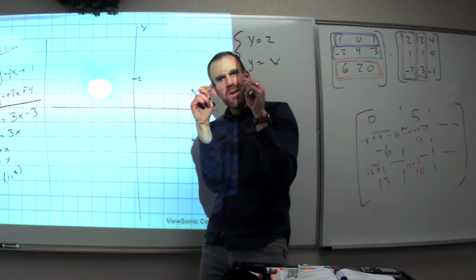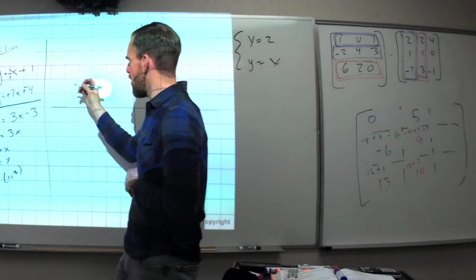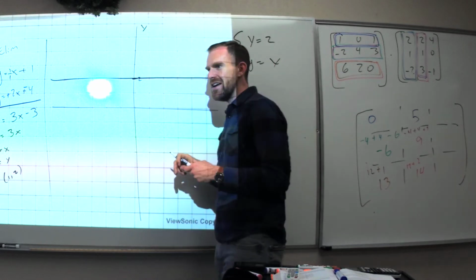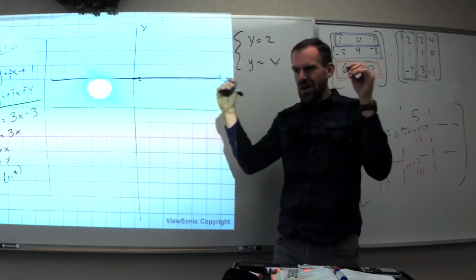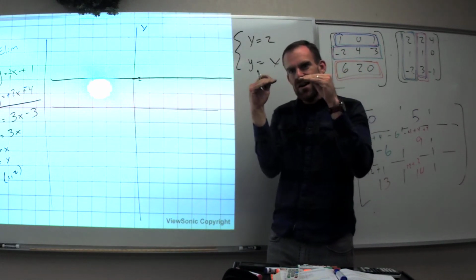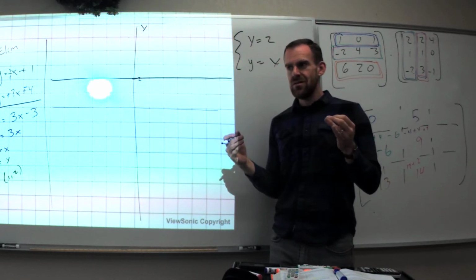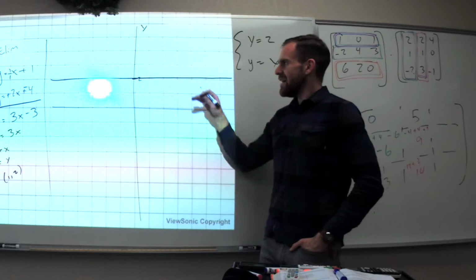Okay. This line, y equals 2, goes sideways. It's all of the points where y equals 2. So if you have a little grid, you want all the points where it's 2 above the middle. That's it. Now, that's y equals 2.